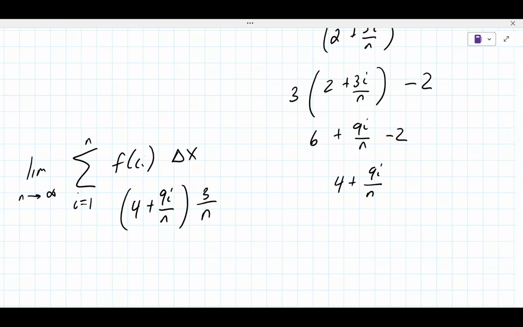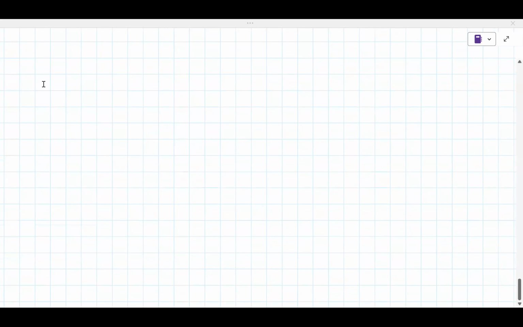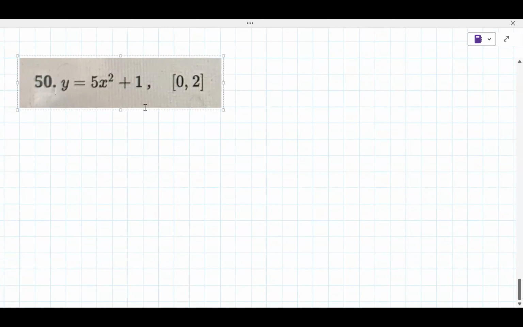So I think it'd be worth having you try one, maybe at least doing some of the parts of it. So let's look at 50 together. I'll have you do some more of the steps here. Okay, so first thing is I want you to find delta x, which is b minus a over n, please.